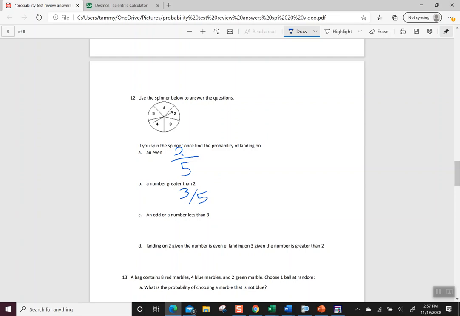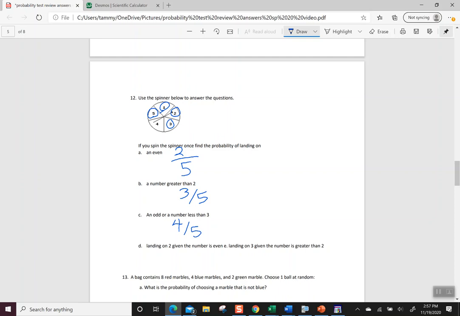Then it says an odd, or a number less than 3. So odd would be 1, 3, and 5. Those are the odds. Less than 3 would also pick up the 2. So 1, 2, 3, 5. That says 4 out of 5.